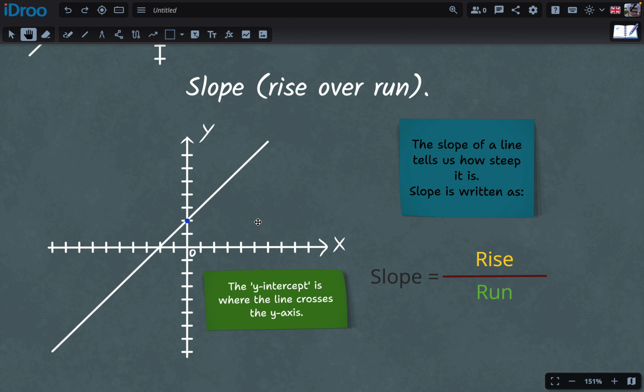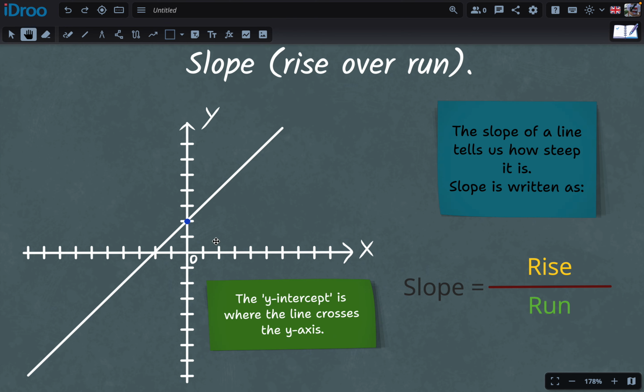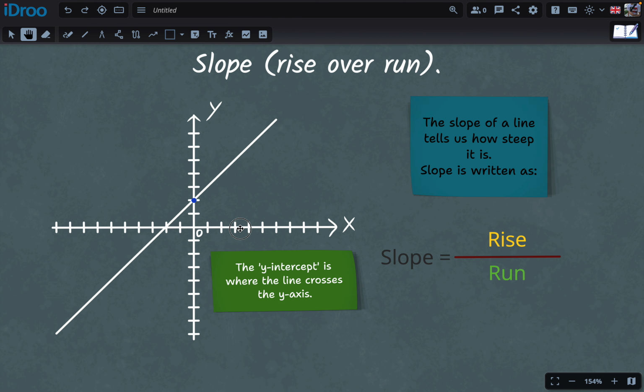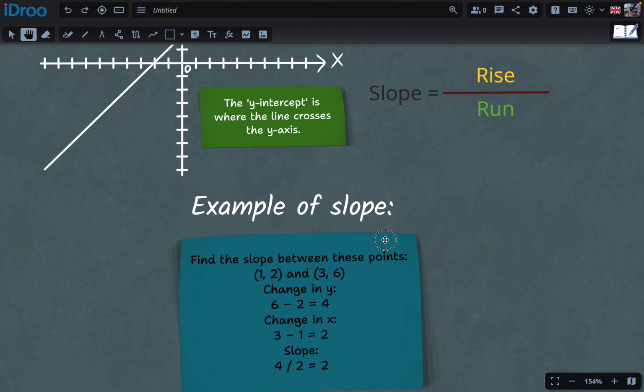So, slope: rise over run. The slope of a line tells us how steep it is. Slope is written like this, and the y-intercept is where the line crosses the y-axis, like there. So, an example of slope, this.